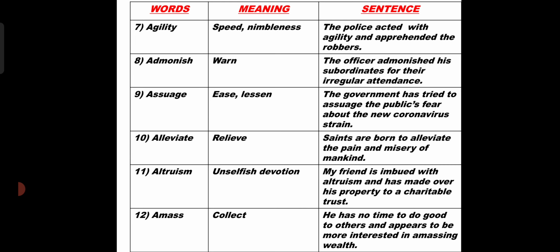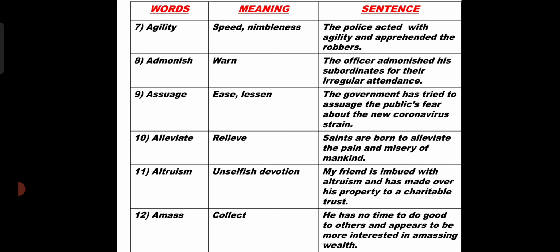Next word, agility. Agility, meaning speed or nimbleness. For example, the police acted with agility and apprehended the robbers. Next word, admonish, meaning warn. For example, the officer admonished his subordinates for their irregular attendance.